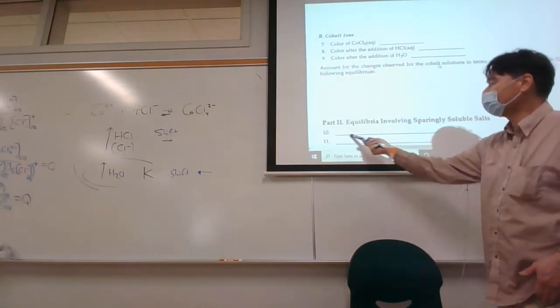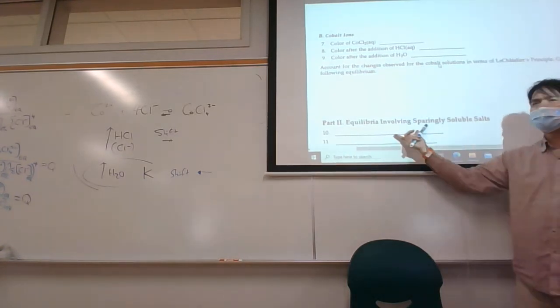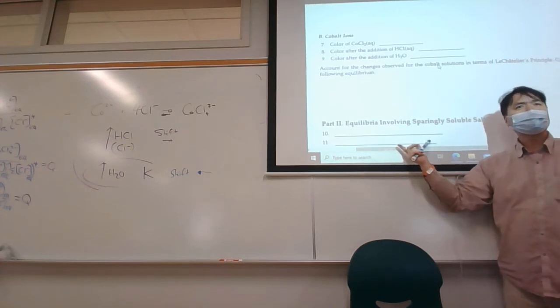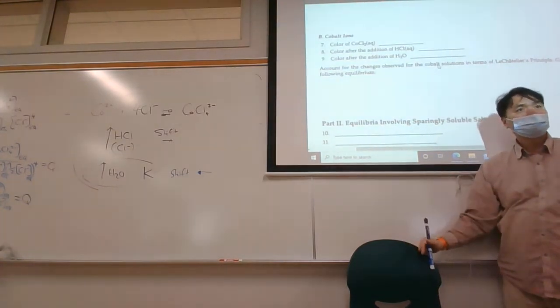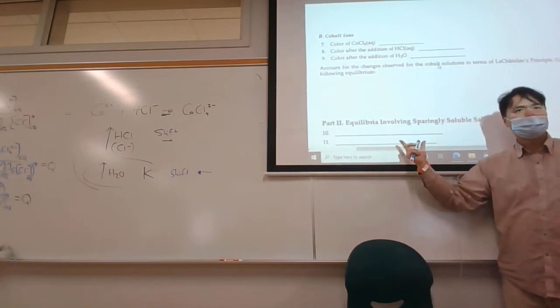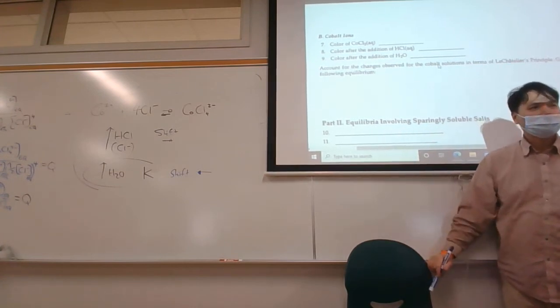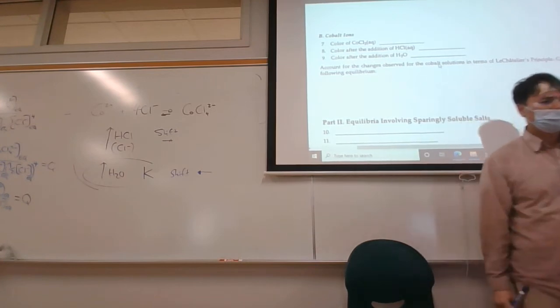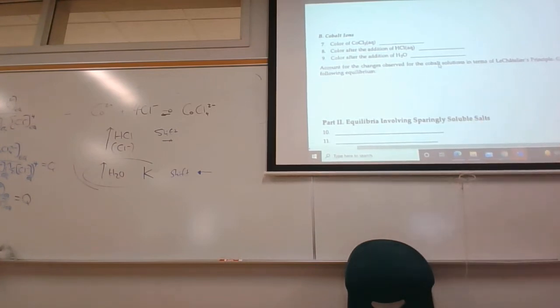Okay, for 10, they just want the observations, like a milky white precipitate. For 11, the precipitate dissolved, forming a complex, that kind of thing. Are there any questions about this? So this is kind of what I'm looking for. This is due Thursday, so you have some time to complete it.